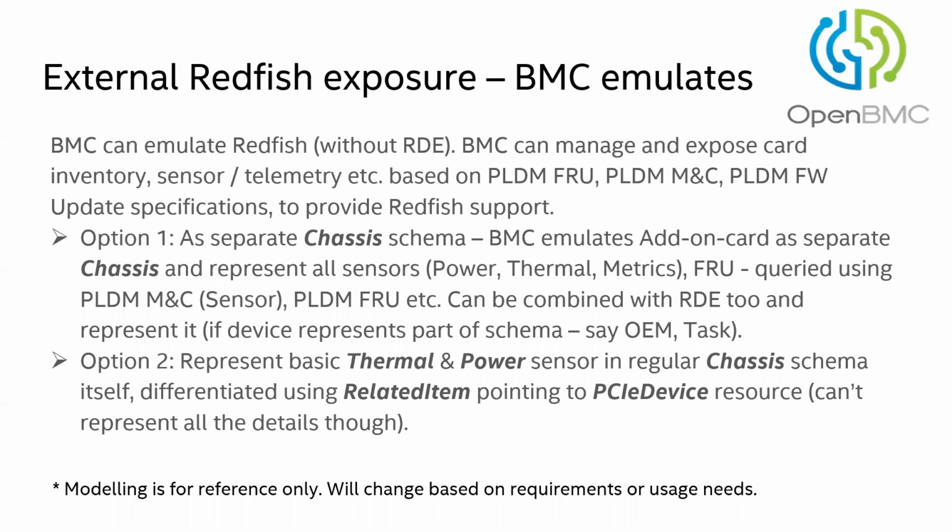This option works better when the card is very simple. Let's say it's a normal add-on card with, say, 2 temperature and 1 voltage sensor, or 2 voltage sensors, or a few fan sensors is what it ultimately is going to have. Then instead of representing it as a different chassis, we can represent the same sensors in the thermal and power schema, and using the RelatedItem property, we can point it to the particular PCI device, such that it represents how this particular sensor is associated to the particular PCI slot or PCI device. It should be PCI slot, I believe. Sorry for the correction.